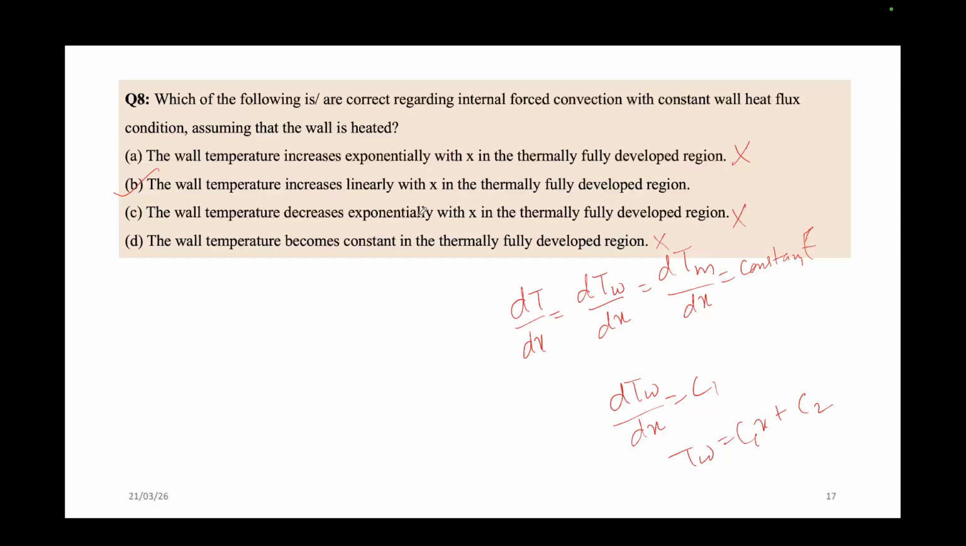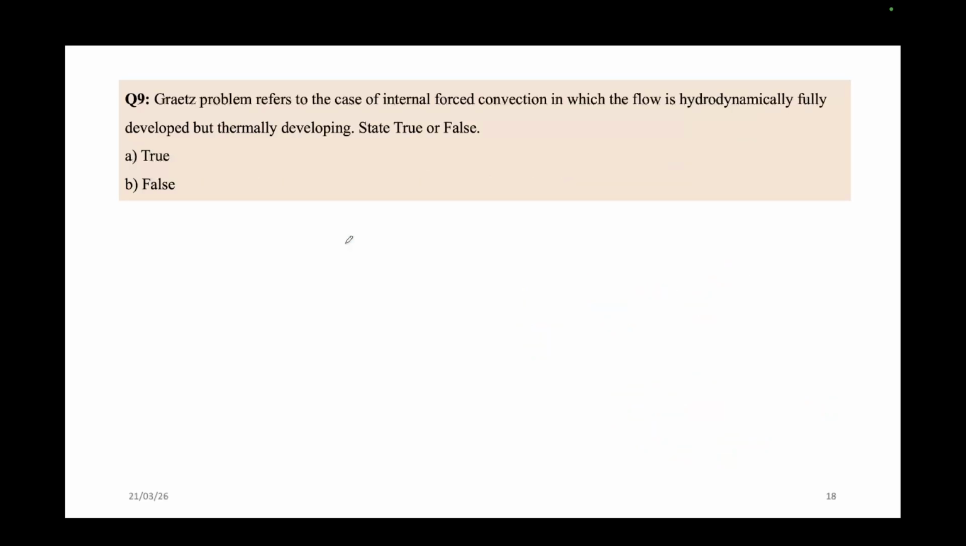Okay. Next concept. I am just showing this question, and after this one question we will go through a derivation type numerical problem. This problem refers to the case of internal forced convection in which the flow is hydrodynamically fully developed and thermally fully developed.